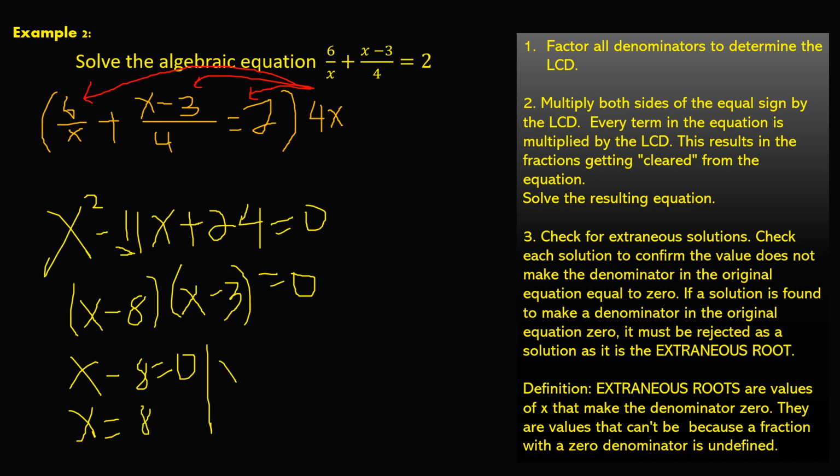Now, taking each factor and equating it to 0, we have x minus 8 equals 0, so x is equal to 8, and x minus 3 equals 0, so x equals 3. So these are the two roots. But if we substitute each root into the original equation, obviously there will be no root which makes a fraction or which makes the denominator 0. So all of these roots are real roots, no extraneous roots.